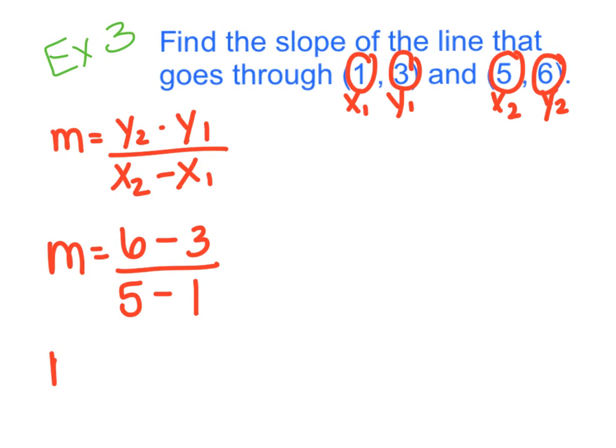Then we're just going to simplify this. On the top, 6 minus 3 is 3. On the bottom, 5 minus 1 is 4. And again, you're going to want to reduce if you can, but 3/4 can't be reduced. So the slope of the line that goes through these ordered pairs is 3/4. Let's try one more example.